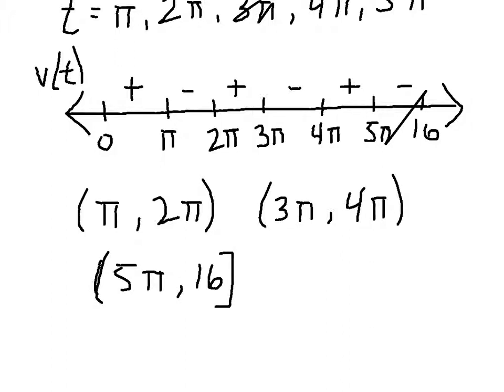The only number that would have a bracket around it would be the 16, because at pi, 2 pi, 3 pi, 4 pi, and 5 pi, the velocity is 0, and so that's not less than 0.